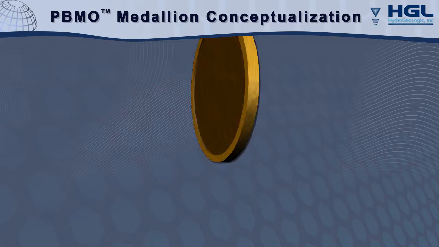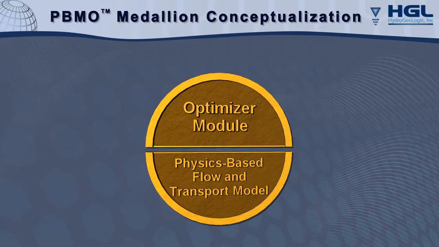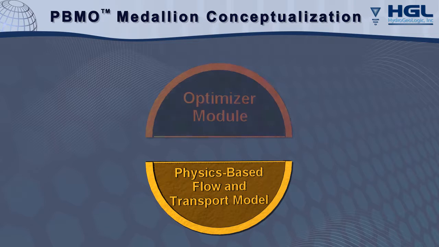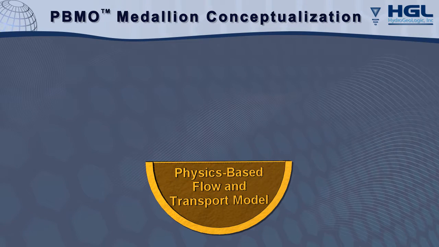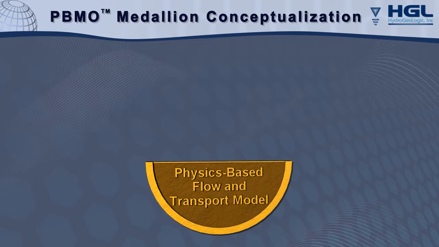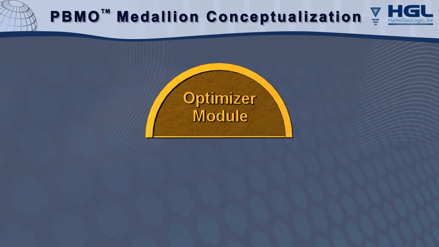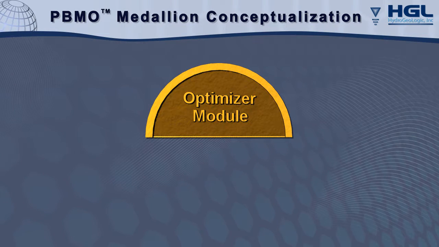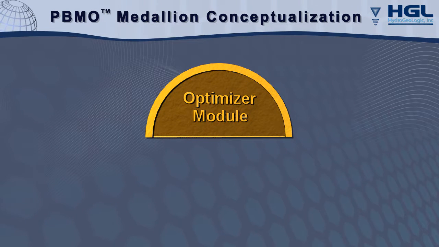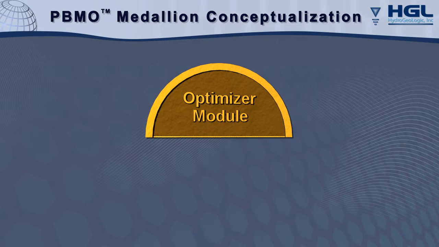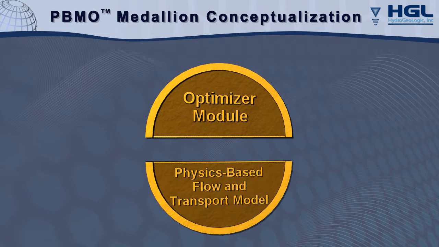The PBMO tool is conceptualized as a medallion with two complementary halves. The bottom half of the medallion consists of a site-specific, calibrated physics-based flow and transport model. The top half consists of the PBMO Computational Optimizer module, containing a suite of optimization algorithms used to identify optimal solutions to complex flow and transport problems.